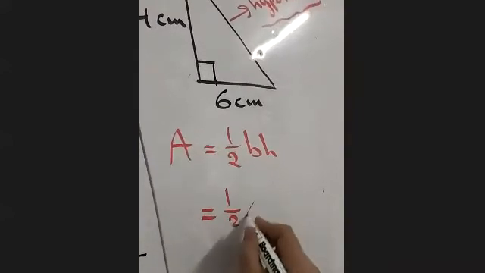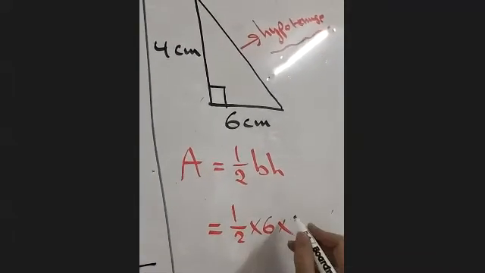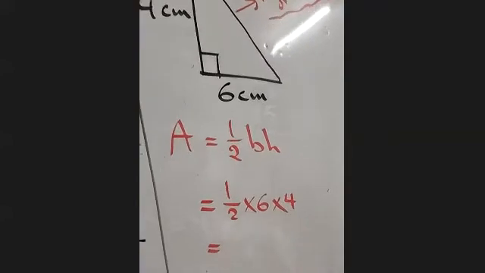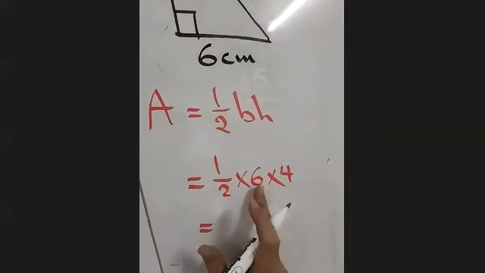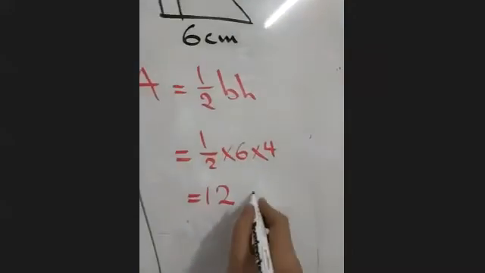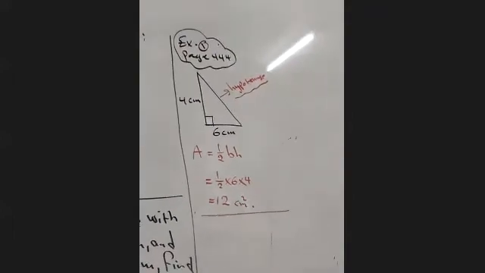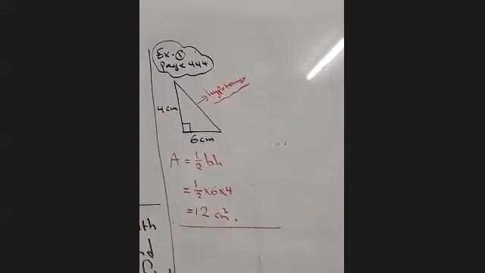Half multiply B. How much is B? 6 centimeters. Multiply the height. How much is the height? 4. What's the answer here? Half of 6 multiply 4 is 12 centimeters squared. Do you understand it? Yes. Good. This is example 1, guys, page 344.